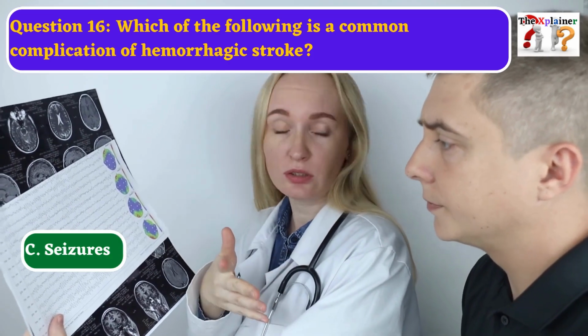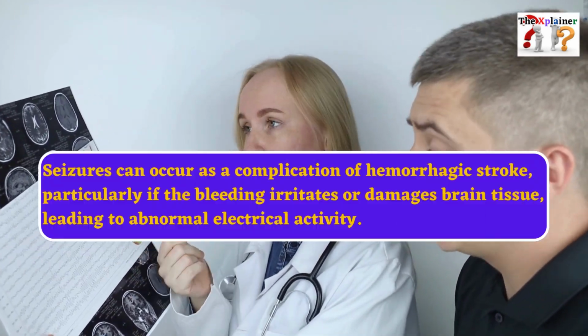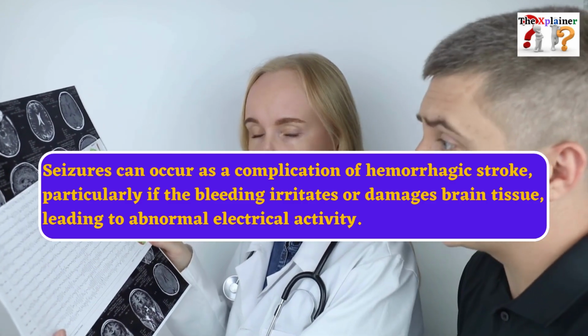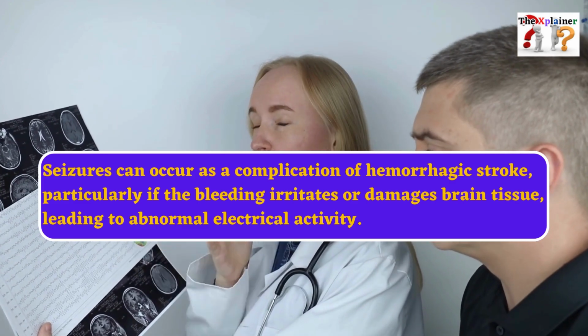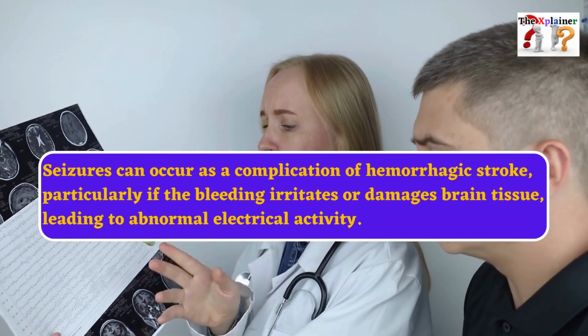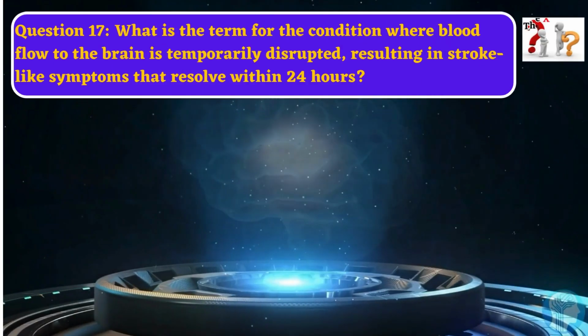The answer is C, seizures. Seizures can occur as a complication of hemorrhagic stroke, particularly if the bleeding irritates or damages brain tissue, leading to abnormal electrical activity.